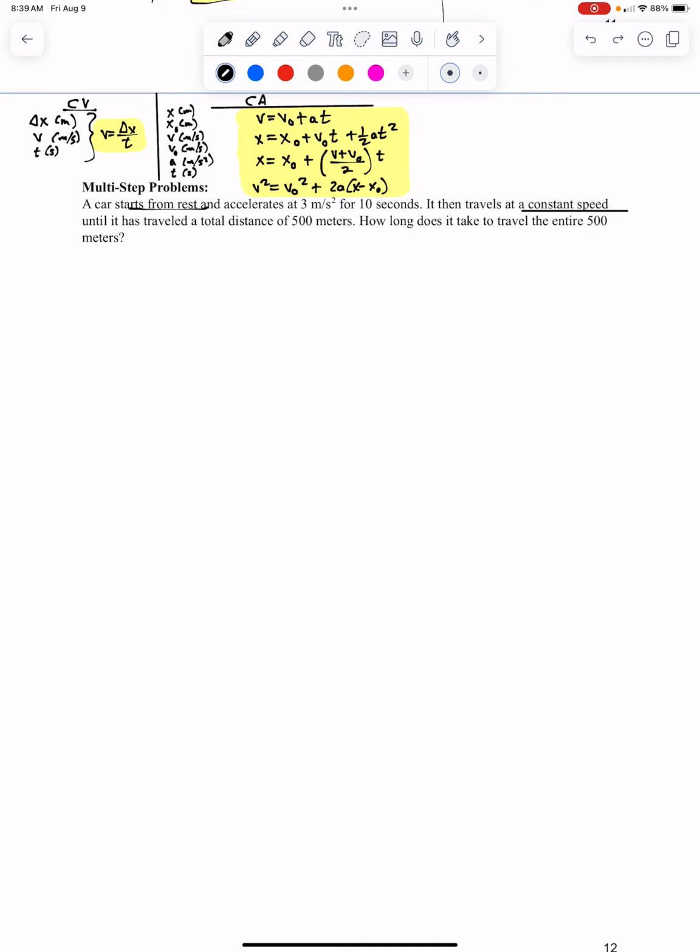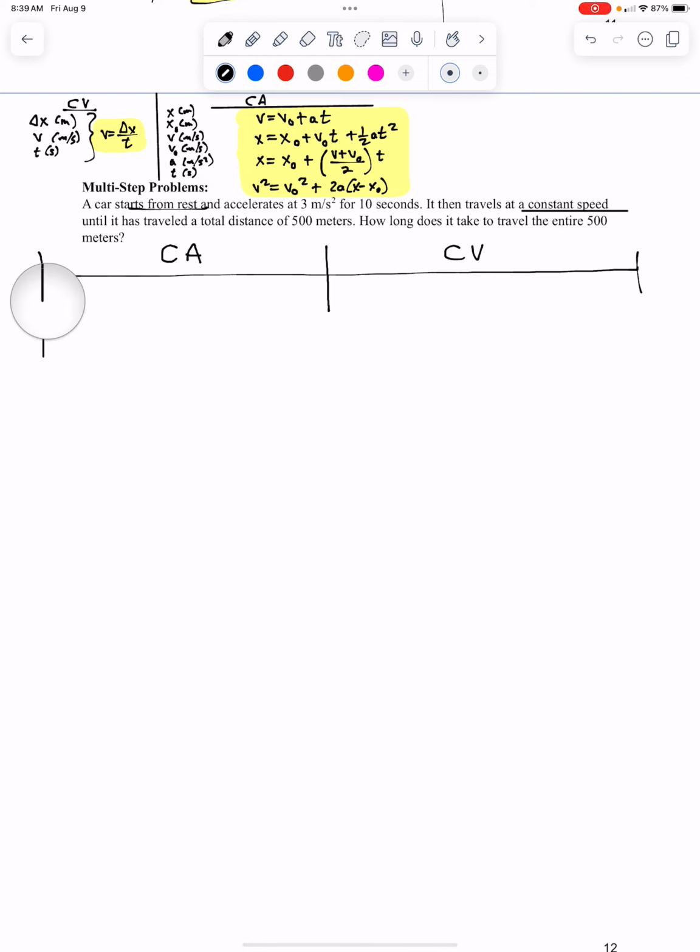Now we're going to chart it up. There's only 2 segments to this part. The first one, you're starting from rest, so the first one would be constant acceleration, and then the second one would be constant velocity. Now, once you determine what your 2 parts are, then you make your appropriate list of variables. So for constant acceleration, we're going to make this list of 6 variables every time. So let's list them.